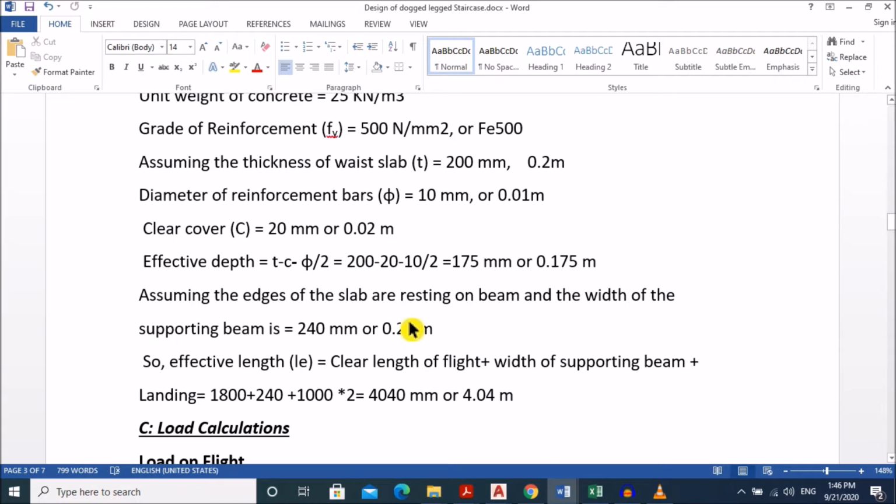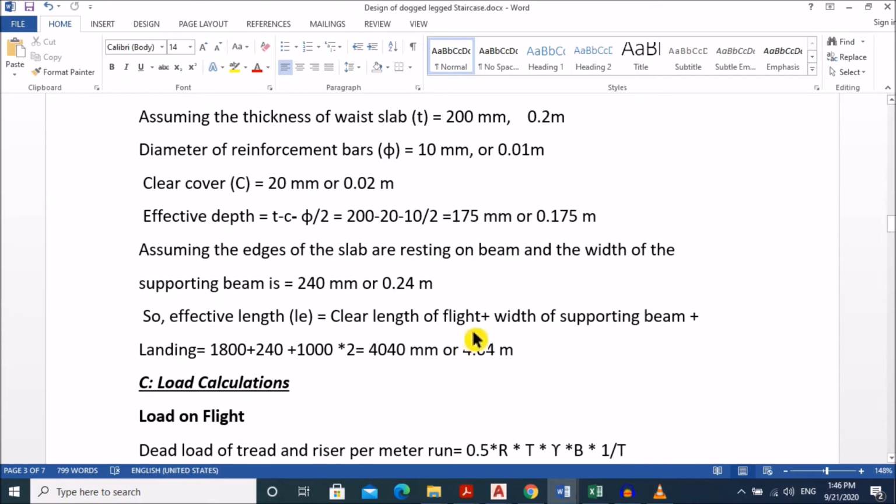Assuming the edges of the slab are resting on beams and the width of the supporting beam is 240 mm or 0.24 meter, the effective length L is the clear length of flight, that is 1800 mm, plus half of the width of the beam on each side, that gives total beam width 240 mm, and two landings are available there, that is 1000 multiplied by 2. That gives effective length of the staircase as 4040 mm or 4.04 meter.